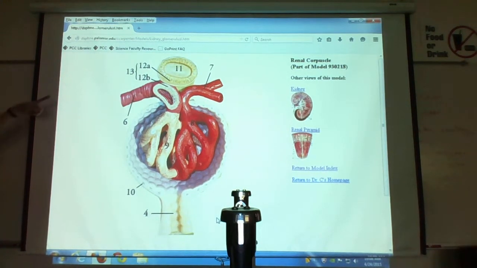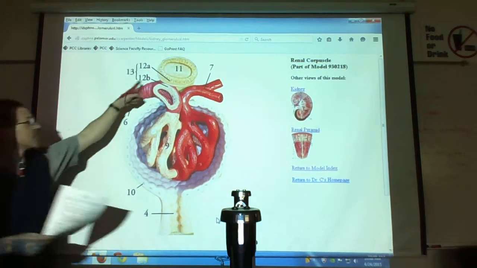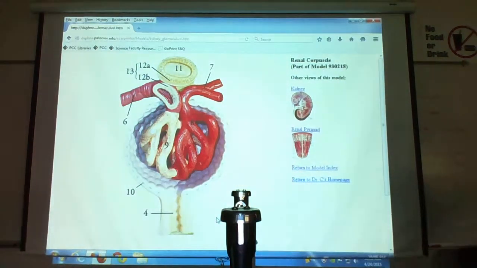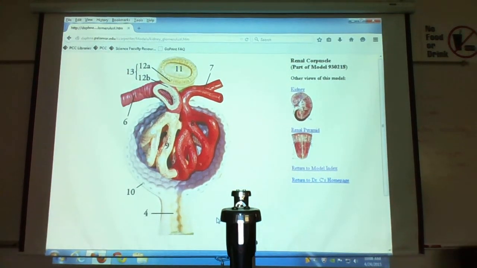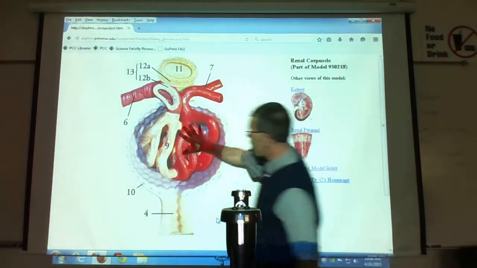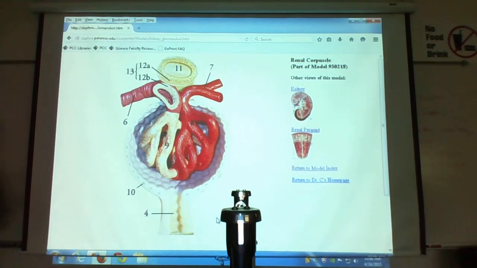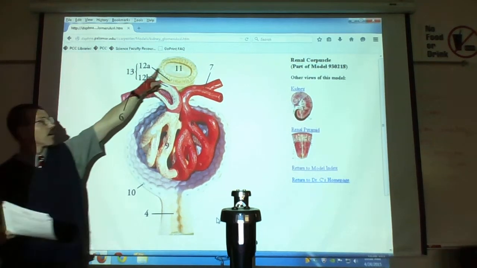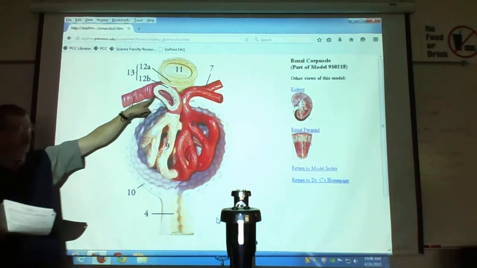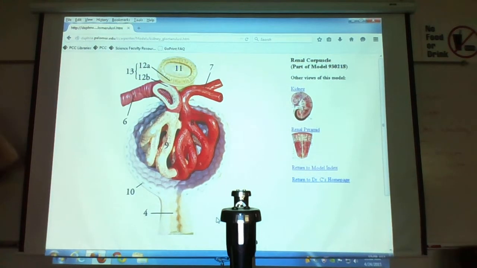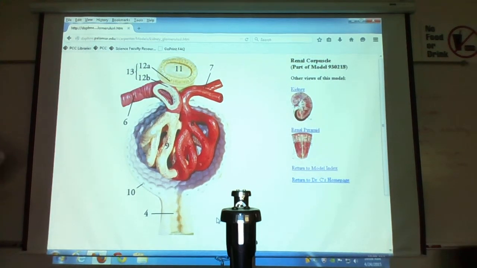Okay, go look at number 13 up there. You'll notice that those are cells that are near the glomerulus. The glomerulus is here. They are near. How would you say next to or near the glomerulus? These ones here. You learned it last term in blood pressure regulation.